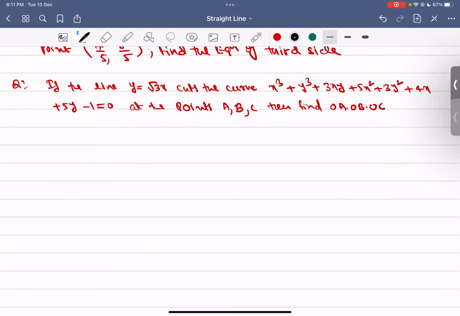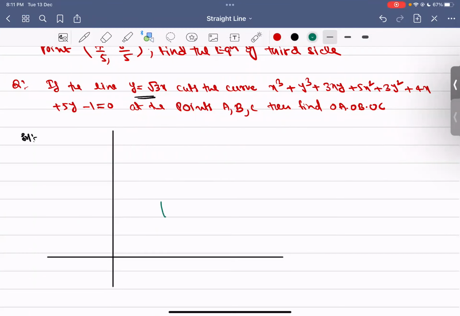The line y is equal to root 3x will be of the form y is equal to mx. Therefore, it passes through the origin. If you draw the rough diagram, this is the y-axis and x-axis. Suppose this is a rough diagram, not a fair diagram. A fair diagram is not always required. Suppose this is the given curve.